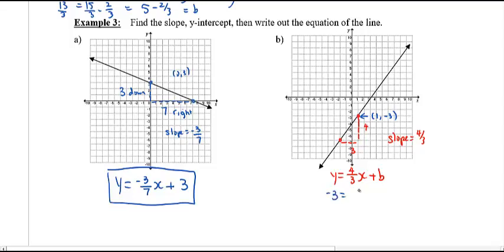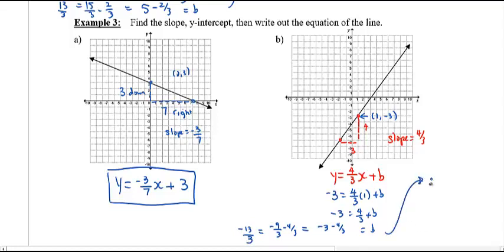The y value is -3. The x value is 1. -3 equals 4/3 plus b. So b equals -3 minus 4/3. Well, that's the same thing as negative 9/3 minus 4/3, which is equal to negative 13/3. And so, after all that information, our equation is y equals 4/3 x minus 13/3. Done.